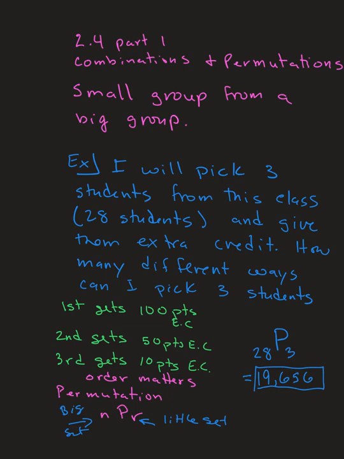Now I'm going to look at the same problem, okay, but instead of picking the 3 people, so I'm still going to pick 3 people, but now what if everyone gets 50 points extra credit?